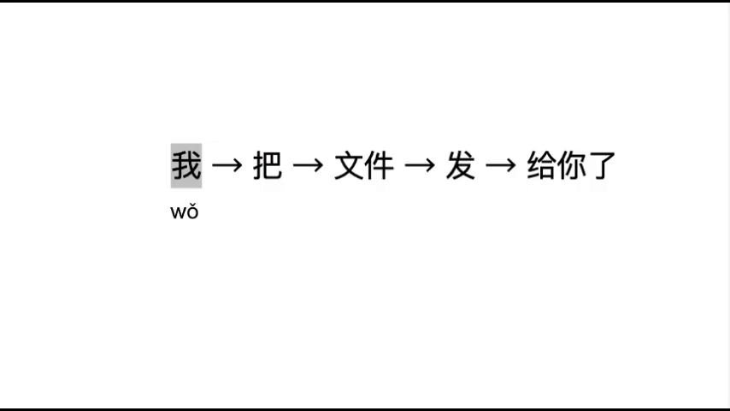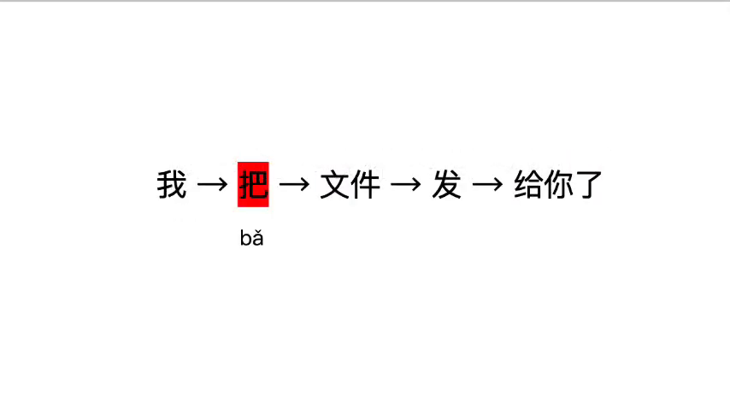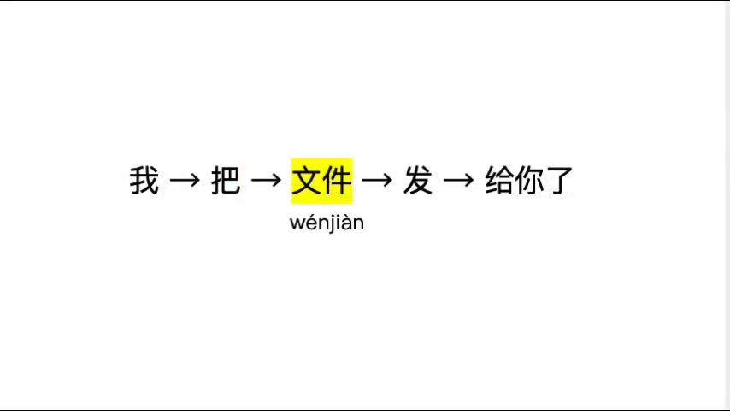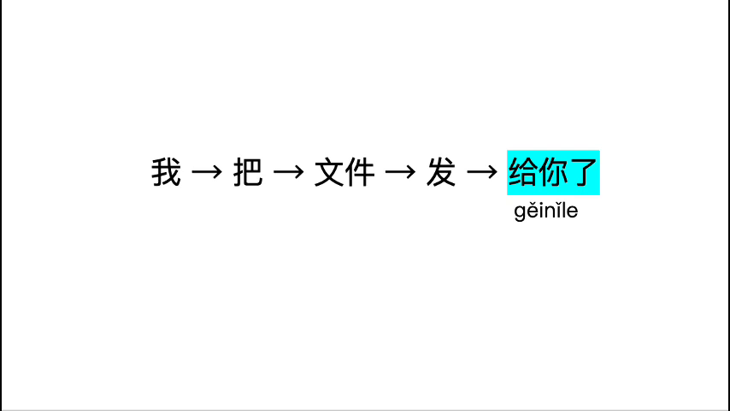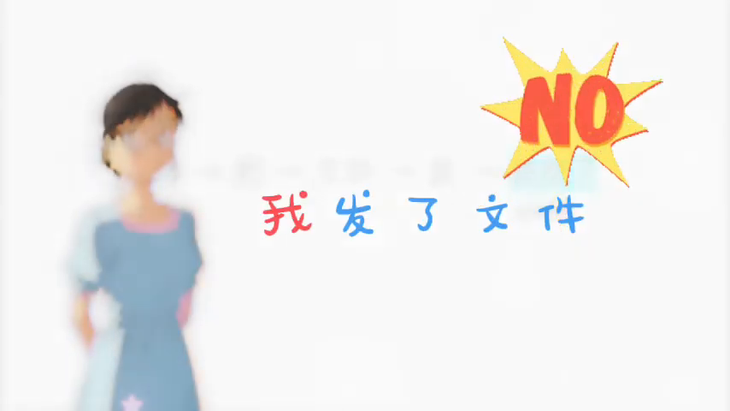First word is I, the subject. Then 把. Then file, the object of the action. Then send, the verb. Finally 给你了, meaning sent to you and completed.